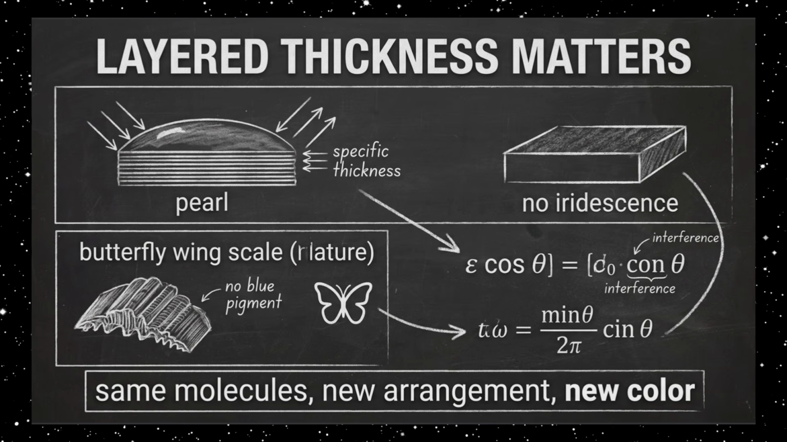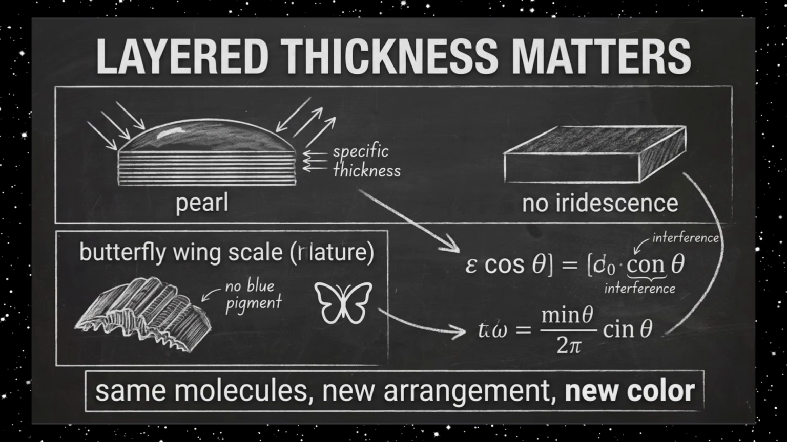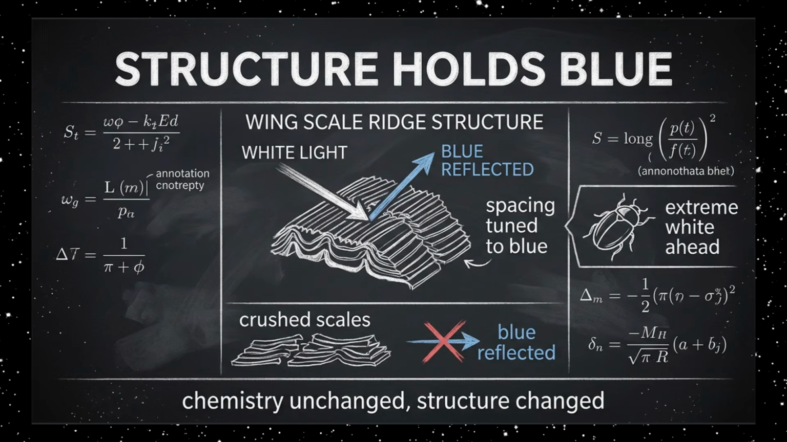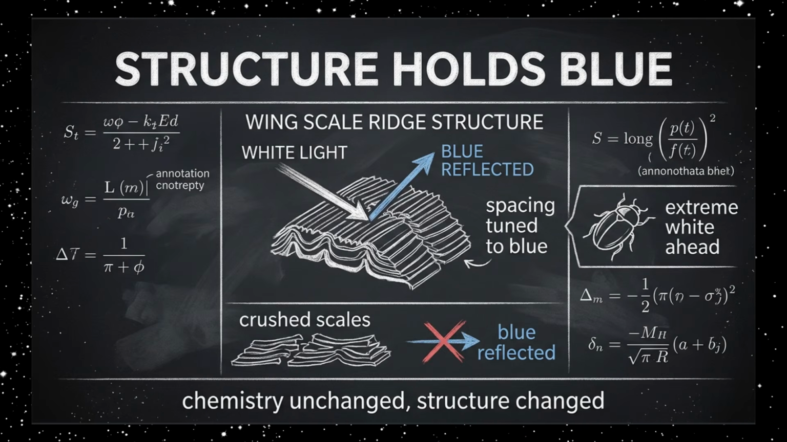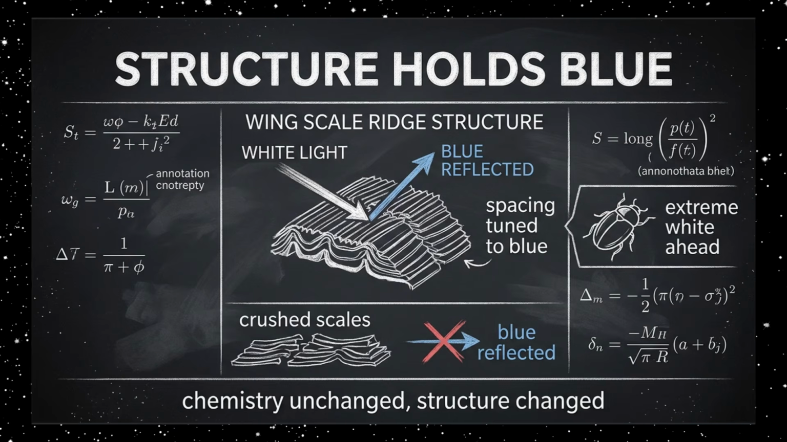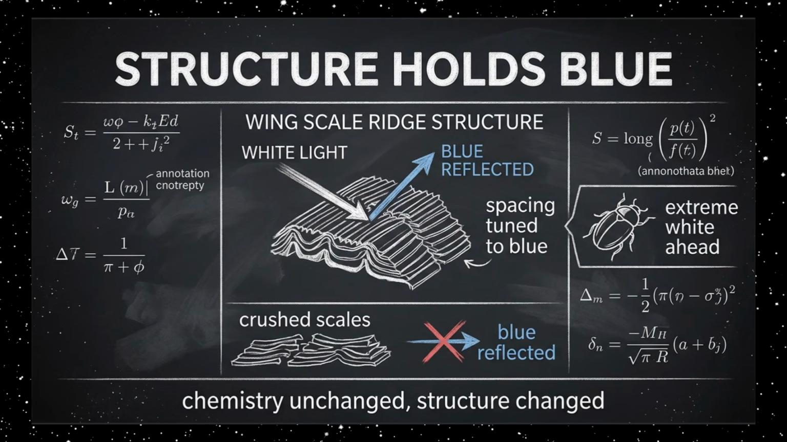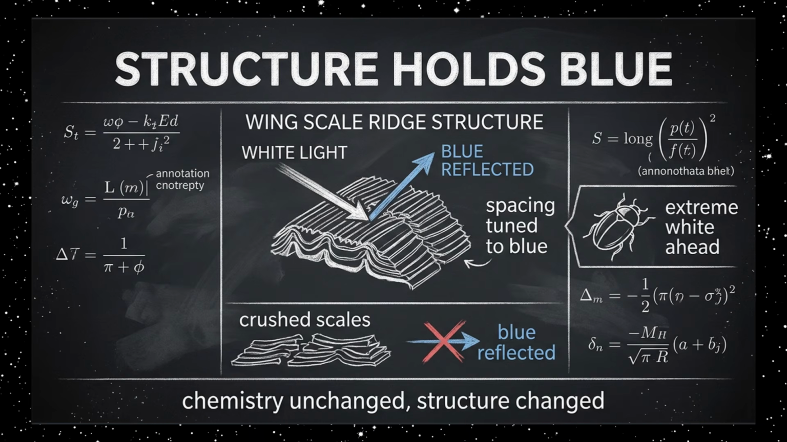A butterfly's wing has no blue pigment in it, even when the butterfly looks an electric blue. The blue comes from microscopic ridges on the scales of the wing, ridges spaced just right to bounce blue light back. Crush the scales, the blue goes away. The chemistry never had blue in it. The structure had blue in it.